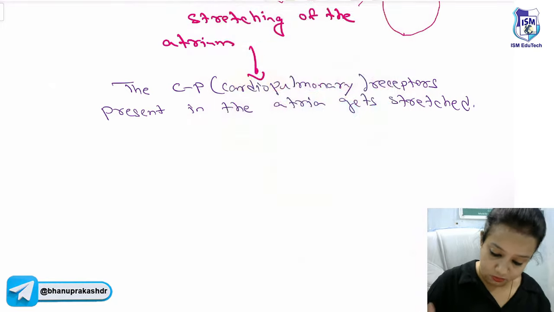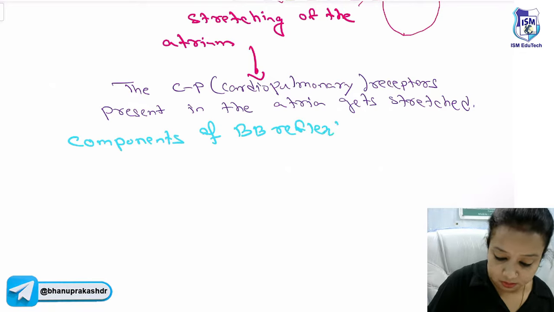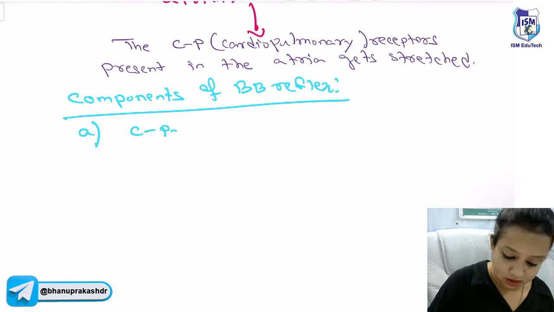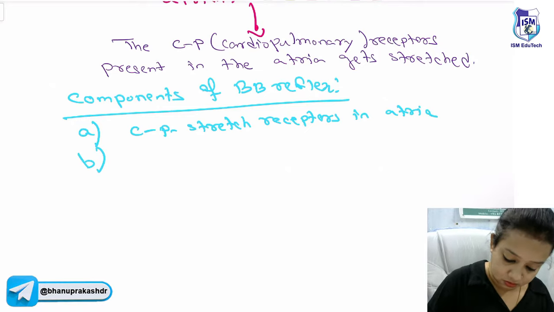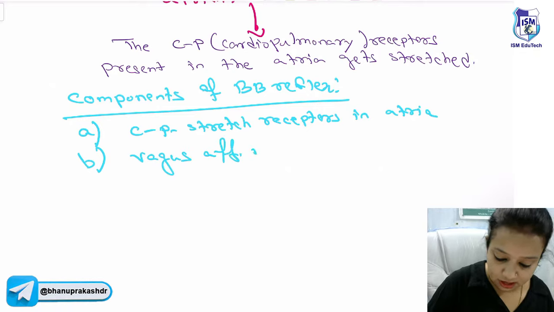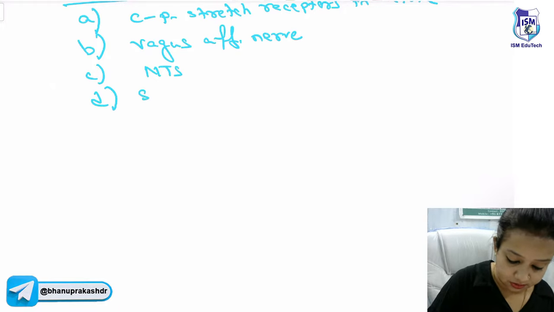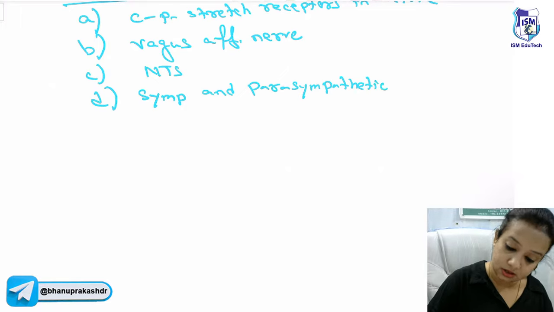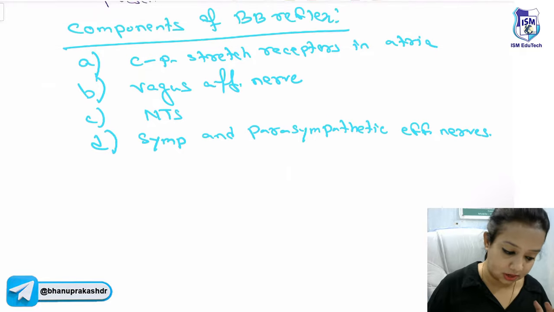So we can write the components of this Bainbridge reflex. Components means what are the structures that are involved in this reflex. First and foremost, the cardiopulmonary stretch receptors in atria. Then we have the vagus afferent nerve, we have the nucleus of tractus solitarius, and we have the sympathetic and parasympathetic efferent nerves. These are the main components, main structures that are present in the Bainbridge reflex.